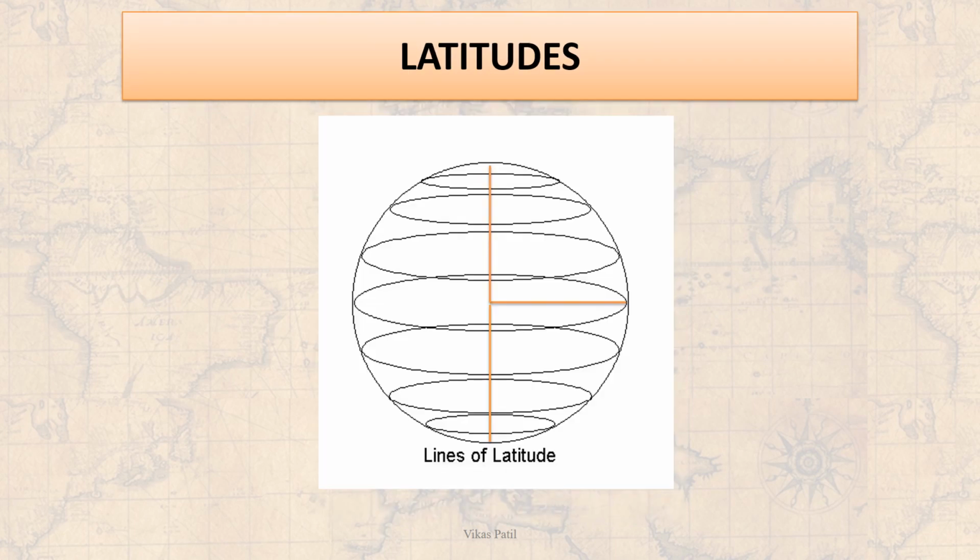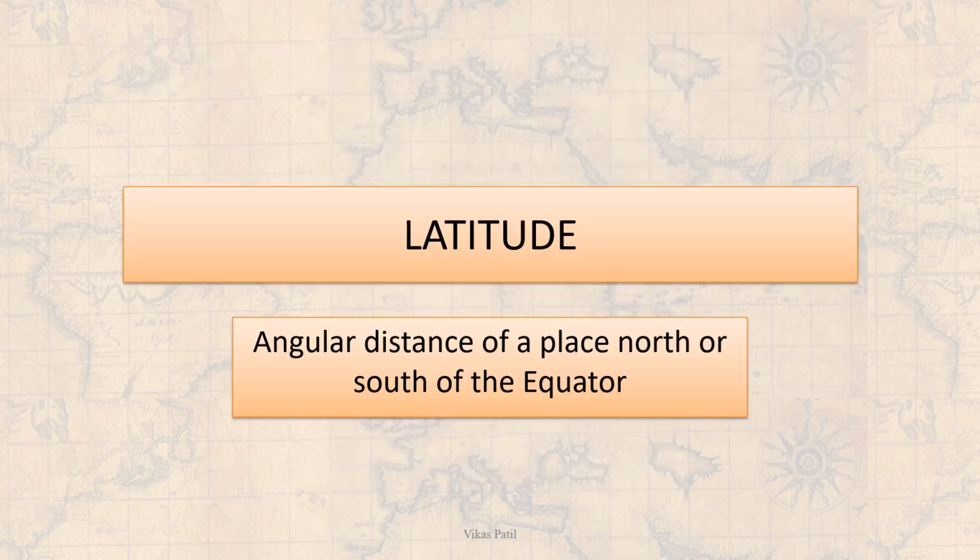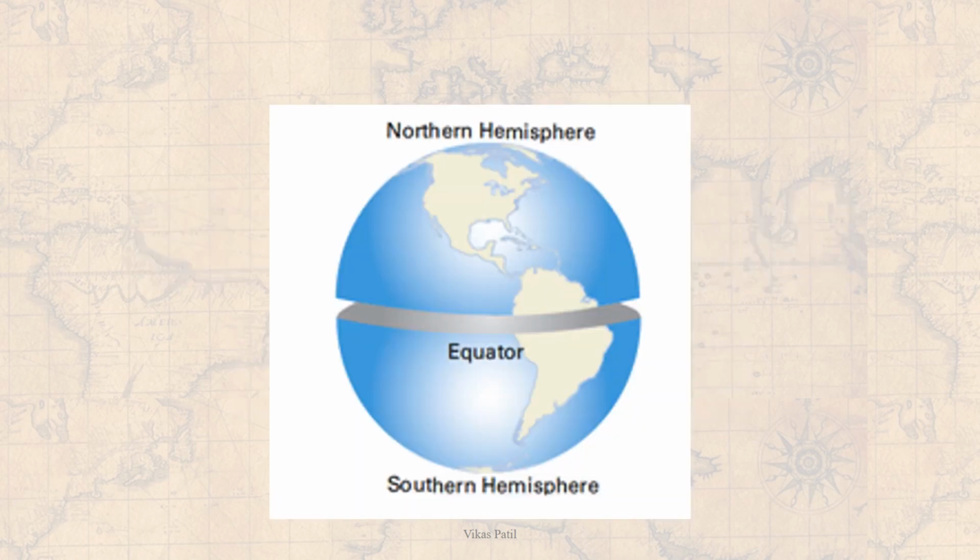Now let's understand latitudes. Latitudes can be described as a set of horizontal lines that we can see on the globe or on the map. Now, how are these lines drawn? These lines are nothing but the angular distance of any place north or south of the equator, as equator is the reference point. So any place which is located to the north or south, there is an angular distance that is associated with it. Let's understand this.